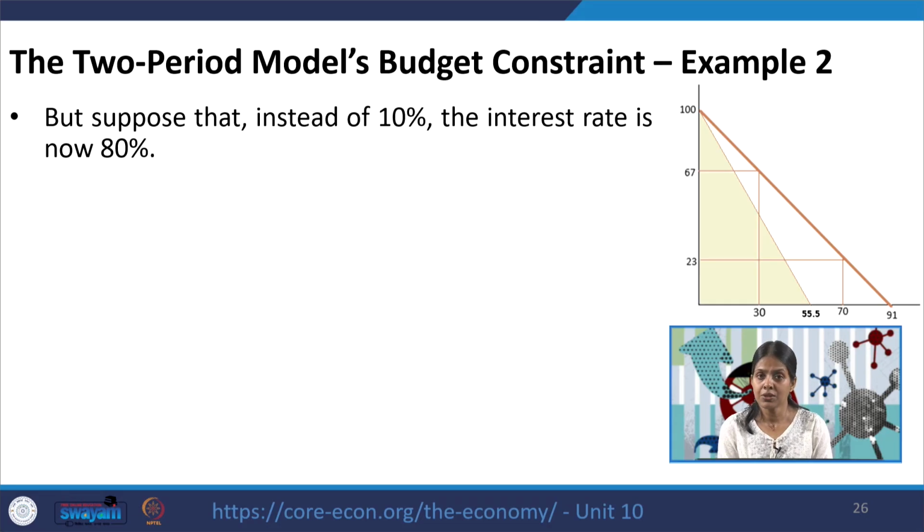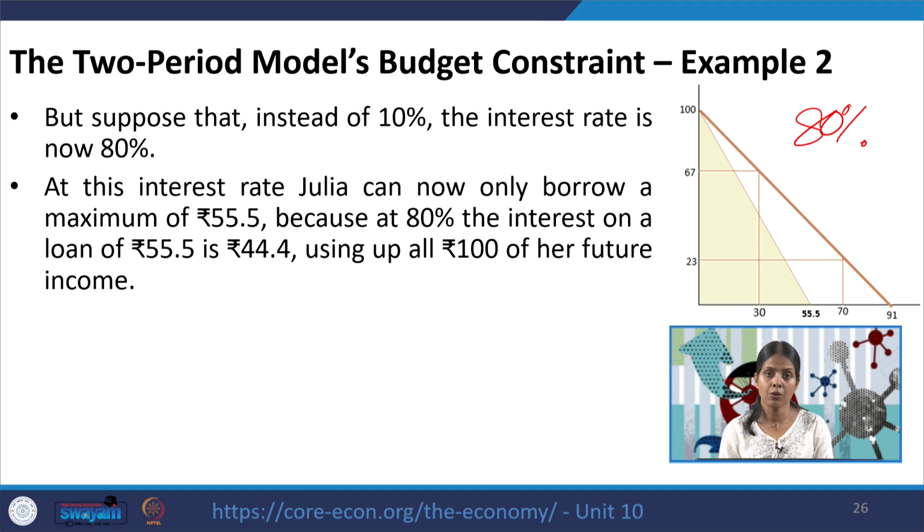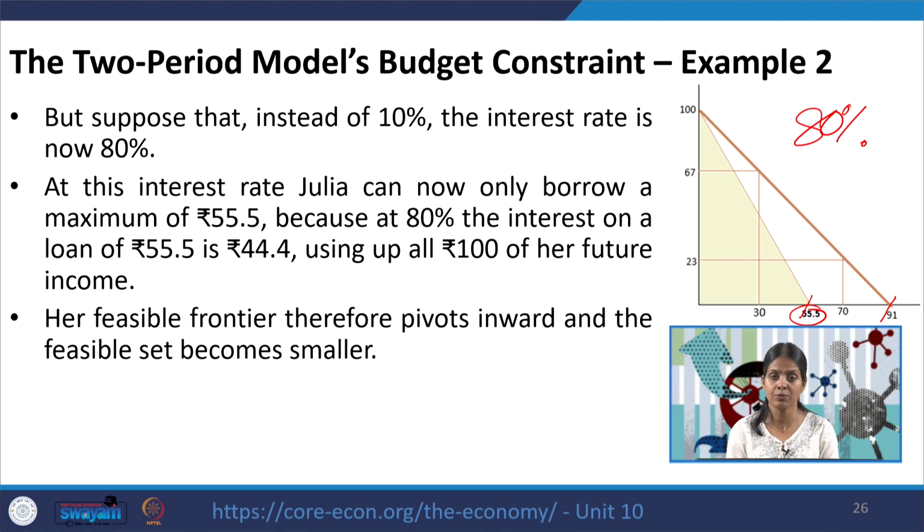Suppose instead of 10% the interest rate is now 80%. If the interest rate is as high as 80%, then Julia can now only borrow a maximum of 55.5 rupees, because at 80% the interest on a loan of 55.5 is 44.4, using up all 100 rupees of her future income. So, when the interest rate was 10%, she could spend up to 91. When it is as high as 80%, she can only spend up to 55.5 rupees and done, nothing to consume in the future. Our feasible frontier therefore pivots inward and the feasible set becomes smaller.